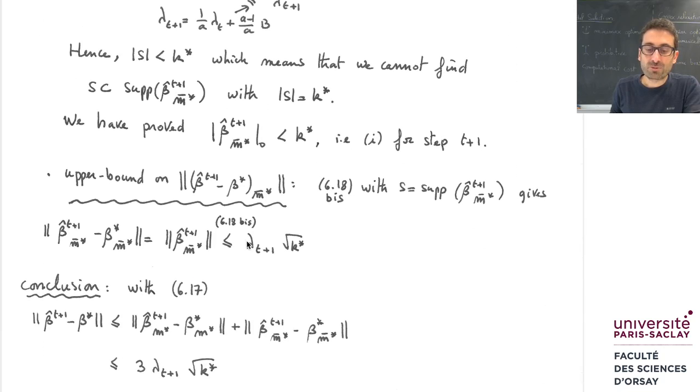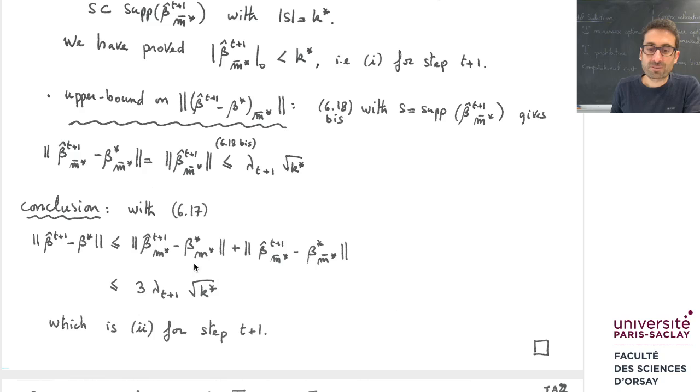Outside of the support is smaller than lambda square root k star. So with a simple triangular inequality, we obtain that the distance between beta at t+1 and beta star is smaller than 3 lambda t+1 square root of k star. And so we have proved the second part of the theorem for step t+1.